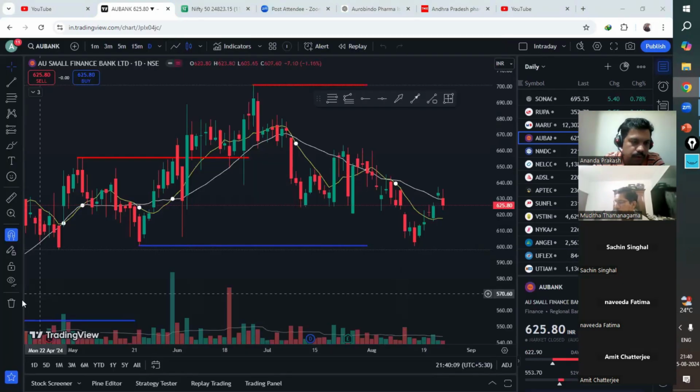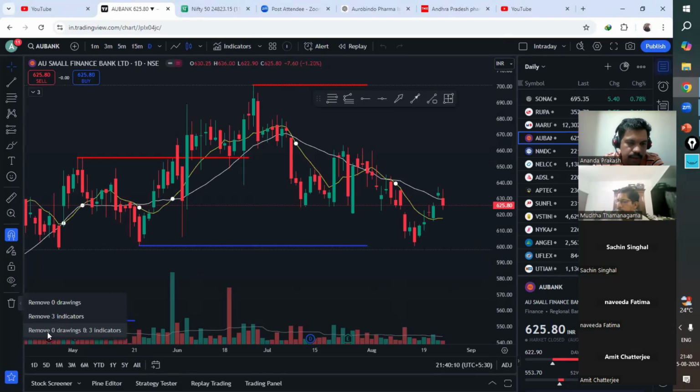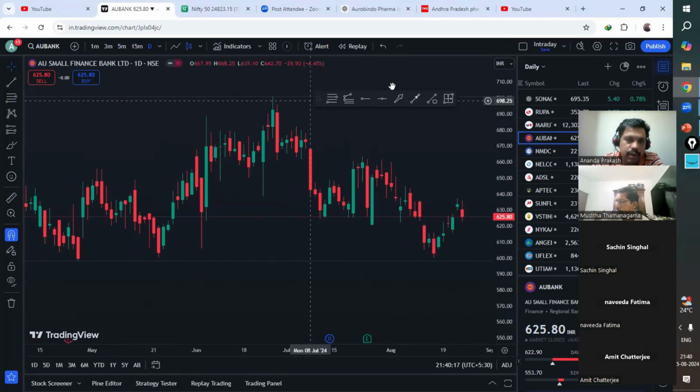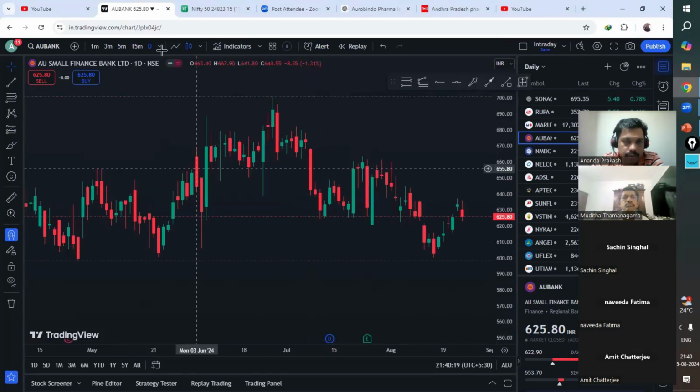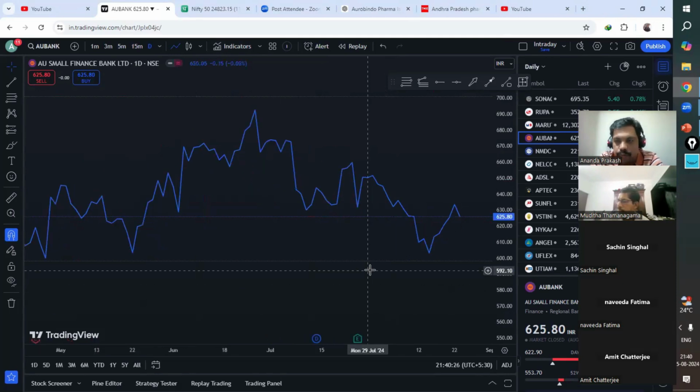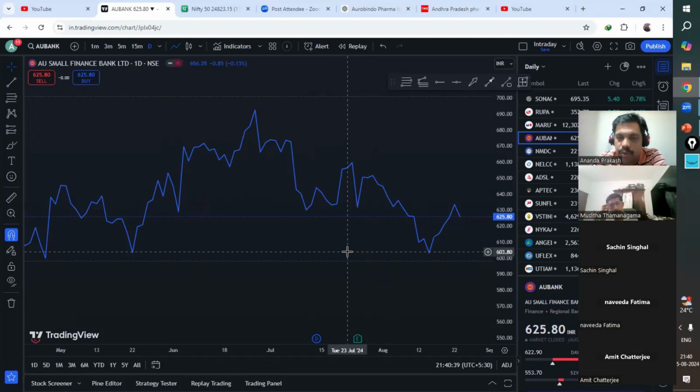Let me remove all these indicators, everything. Now this is a very plain chart that you are seeing. When you open it, it will probably be a line chart, and it will look like this. Basically, when we analyze any chart, we use certain chart types. There are different chart types available. This is called a line chart, and it is created based on the closing price.